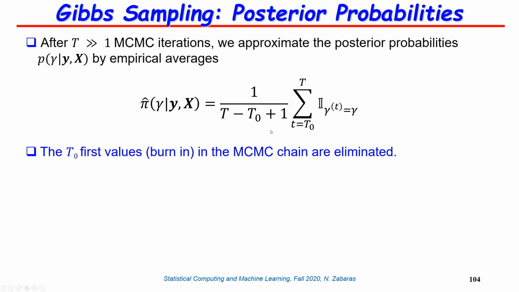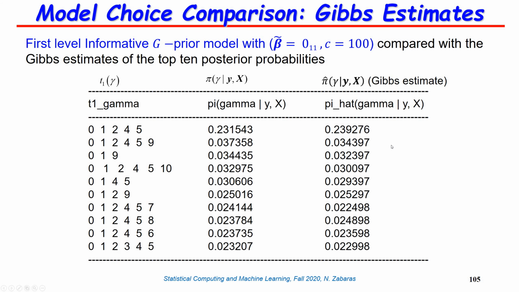So the first T0 steps, you don't use those samples, but after that you can average, and this will give you this posterior, an estimate of the posterior of gamma. These estimates here, following our standard notation, I indicate them as pi hat. So when you see pi hat, immediately you know that is an estimate of that distribution of the posterior, in this case, evaluated with Gibbs sampling.